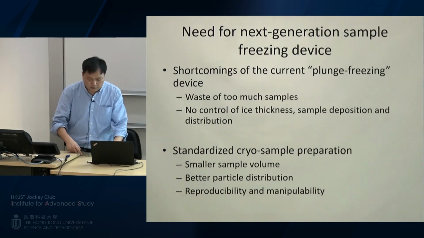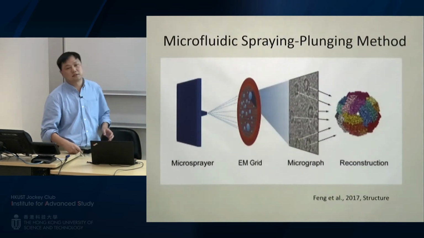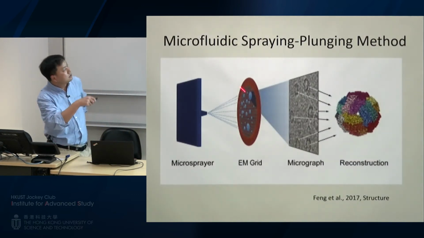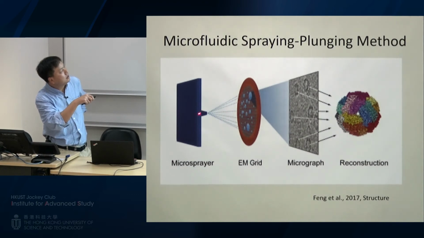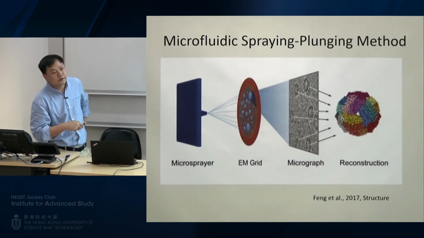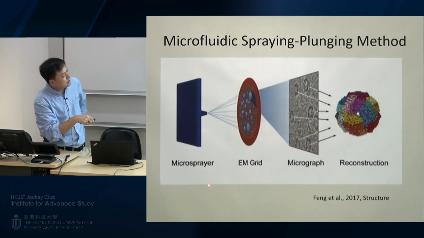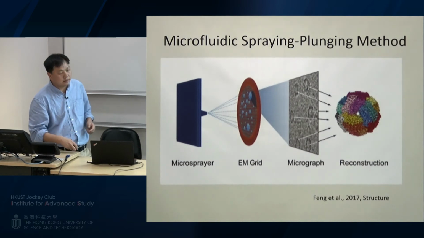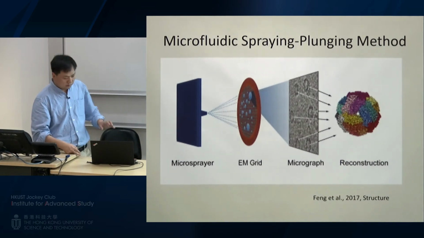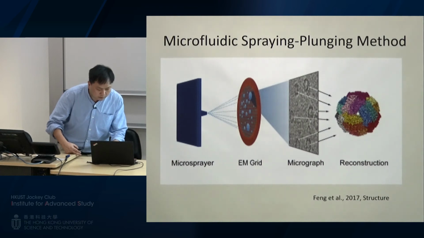There have been different attempts to introduce new elements into the sample preparation. One such attempt is that instead of using a pair of filter paper to blot most of the liquid away, we can actually use a Microsprayer to spray a very tiny droplet of sample on the EM grid, then quickly freeze the EM grid. This is actually a very recent implementation by Joachim Frank and a group from the engineering department at Columbia University.